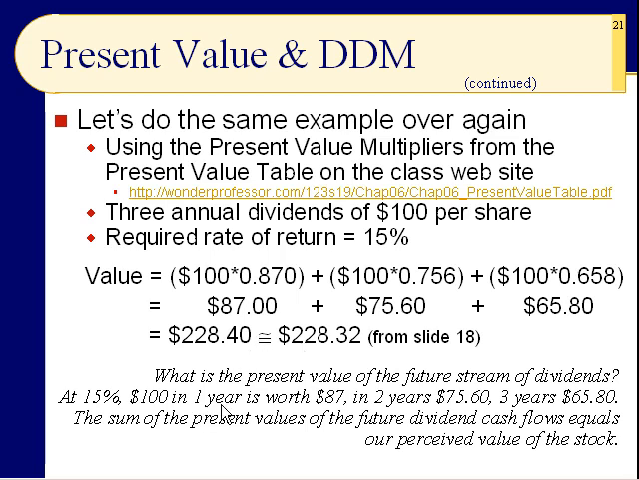So if we are going to get $100 in year number 1, in year number 2, and year number 3 at 15%, we're going to get $300 over 3 years, but today it's only worth to us $228.32. The sum of the present values of the future dividend cash flows equals our perceived value of the stock. And again, if it sounds like magic, like prestidigitation, relax, do the calculations. You'll see it's really not that hard.